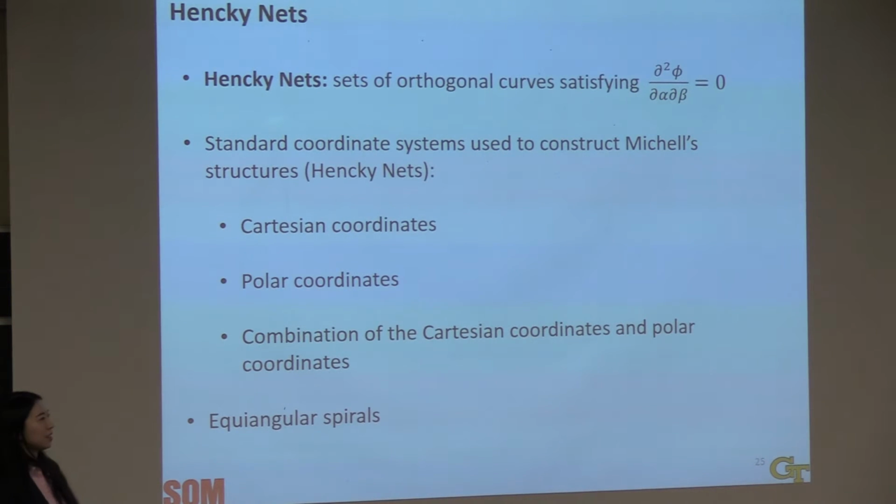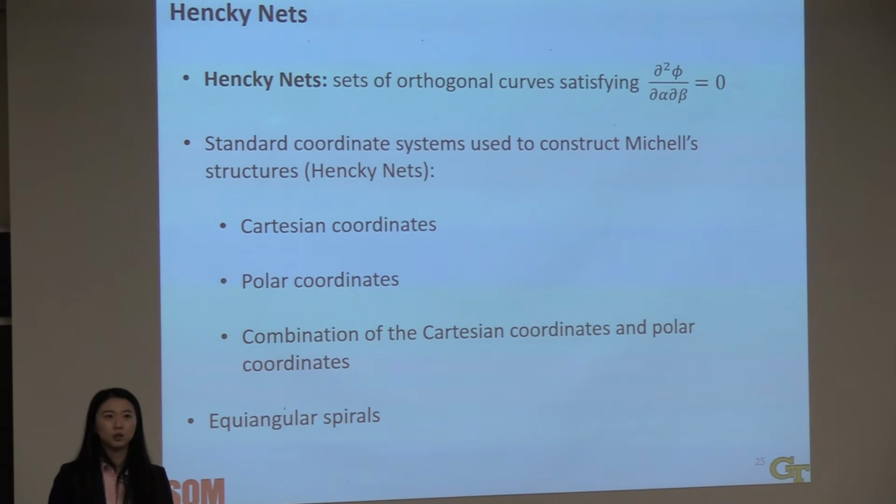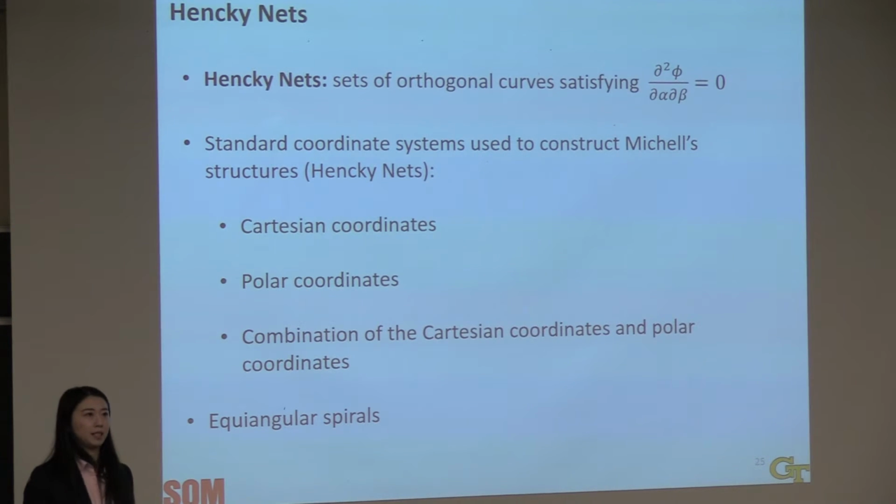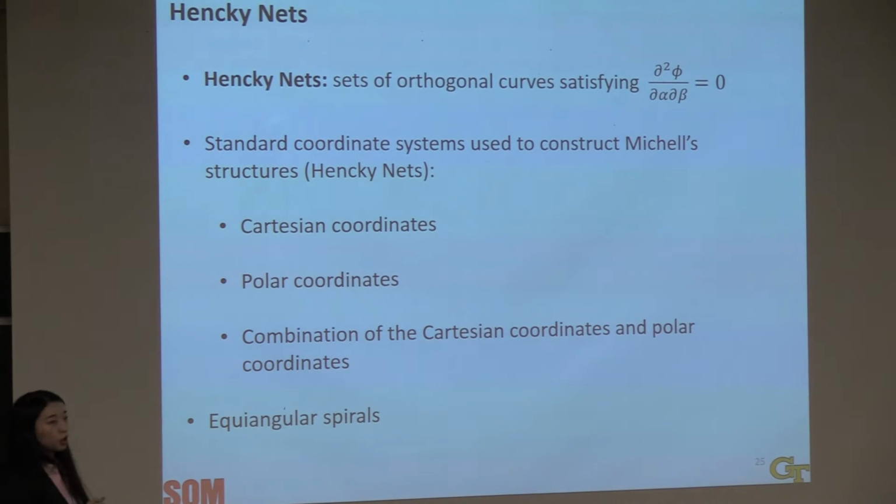Usually the Hencky nets are very complicated, and if you wanted to explicitly express the strain field for a Hencky net, it's not very easy. But there are some simple ones, and I listed them here. Some of them are Cartesian coordinates, polar coordinates, and the combination of Cartesian and polar coordinates. And another Hencky net in a simple form is called the equiangular spirals. I'll show you each one right after this.